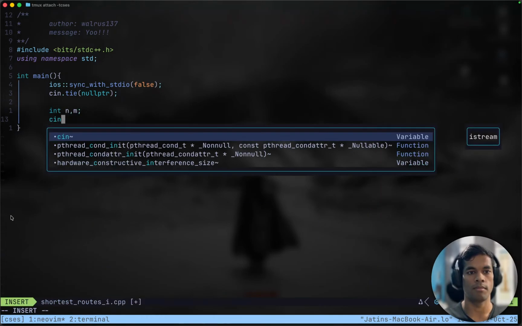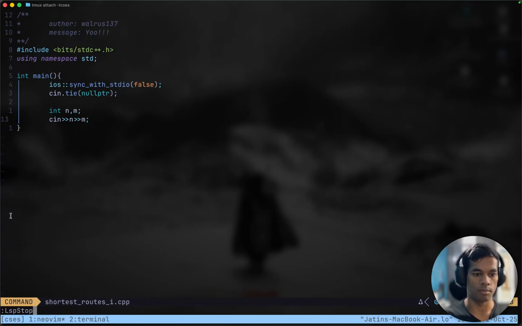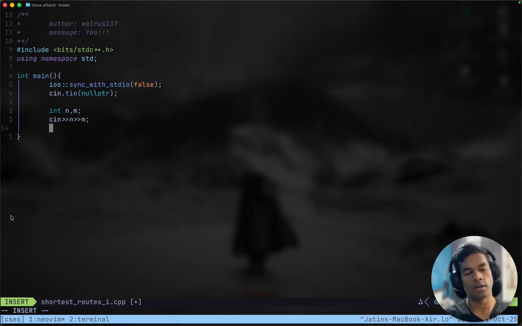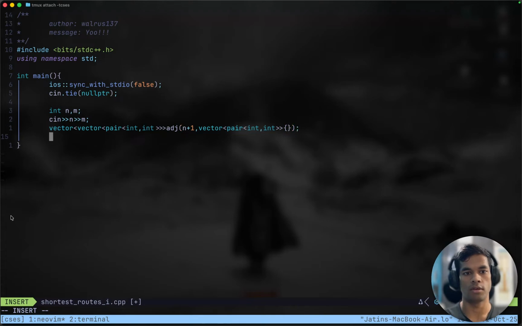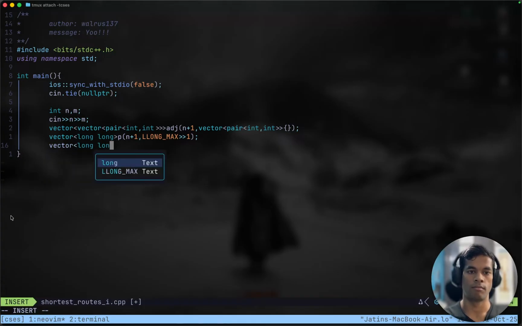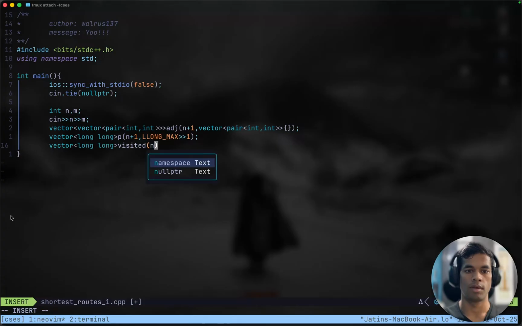And n, m, and LSP stop. We do not use LSPs. Okay, and now after taking in n and m, we describe our data structure: adj of size n plus 1, vector of pairs, initialize. And vector of long p, size n plus 1, and initially all the values are long max divided by 1. And vector visited, size n plus 1 and false initially.